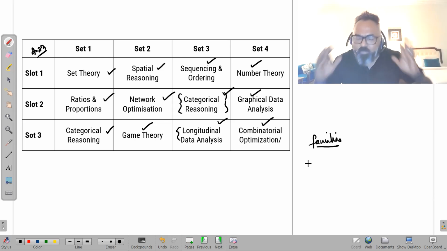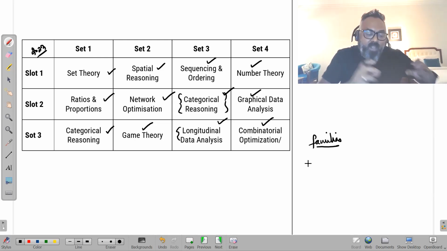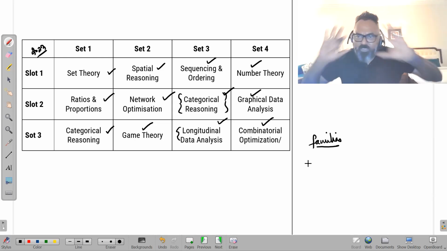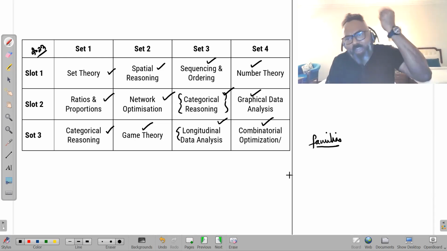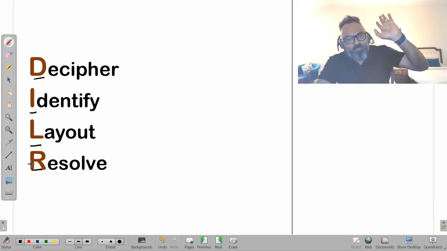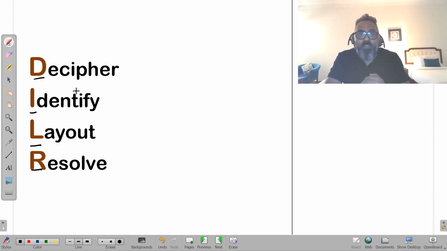So the focus, I believe, is to look at the process when you do any sort of analysis of the DILR set that you've done. So let's look at the process. Okay, I've got a simple process. I'm going to call it the DILR process. The reason I've given this name is simply so that you will remember it. That's all. First is decipher, identify, layout, and resolve. 4 steps. And once you've solved the DILR set, when you're sitting and analyzing what you did, look at where the issue was.